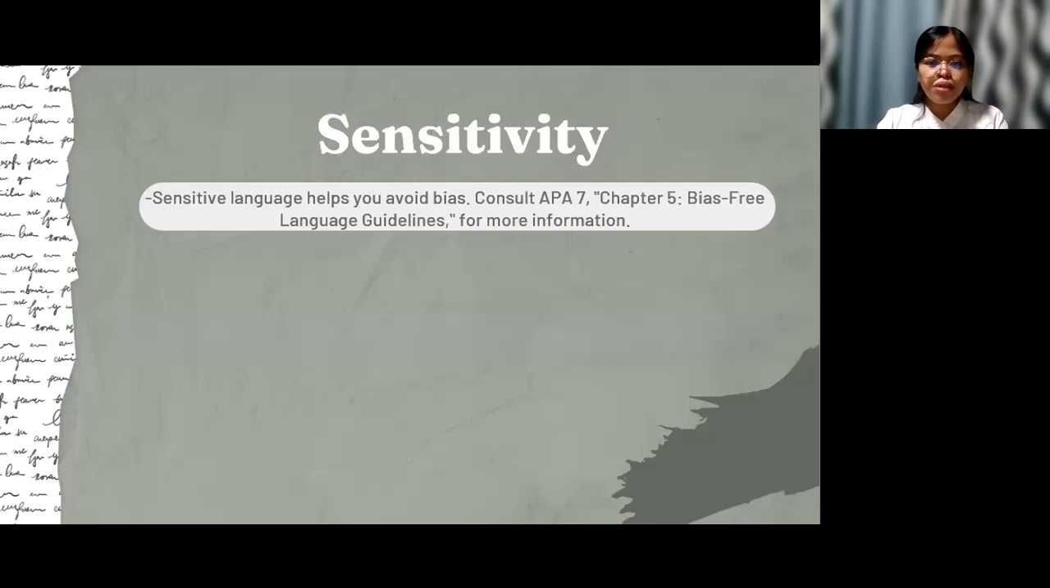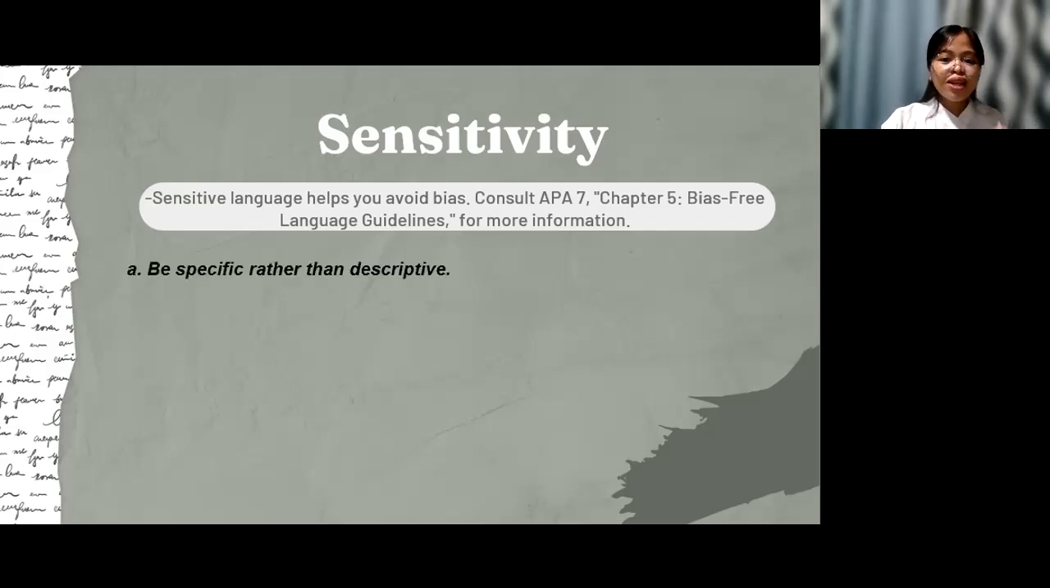Next, we have to be sensitive also when we are writing. There are different topics that will be discussed later on. And sensitive language helps you avoid bias. We need to consult APA 7, Chapter 5, Bias-Free Language Guidelines for more information. Okay, remember during the first quarter, we talked about bibliography. And one of the formats that we could use is the APA format. Now, they also have a format for gender sensitivity in terms of writing. You can research more about it by surfing the net. I'll send you the link, or you can see the link later on.